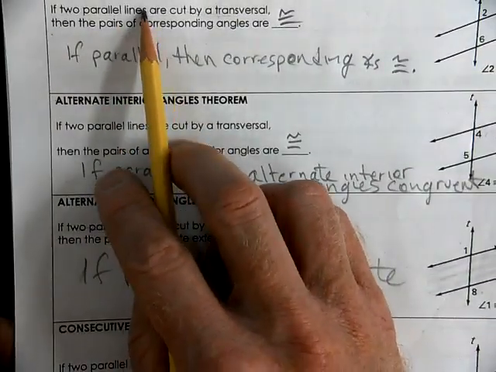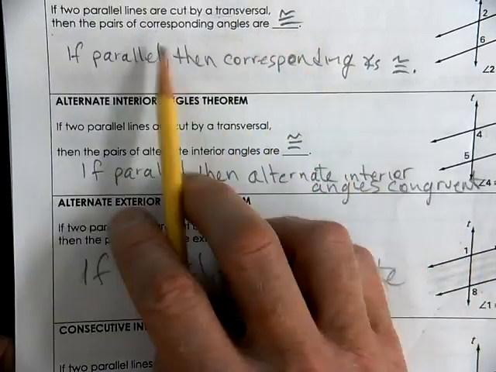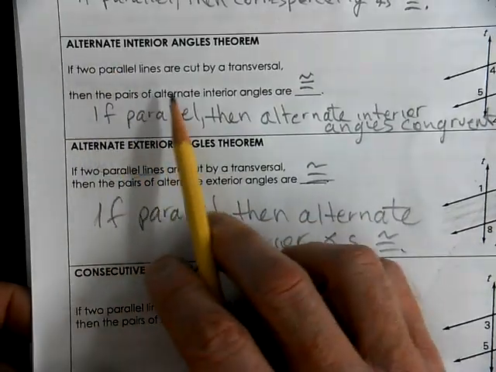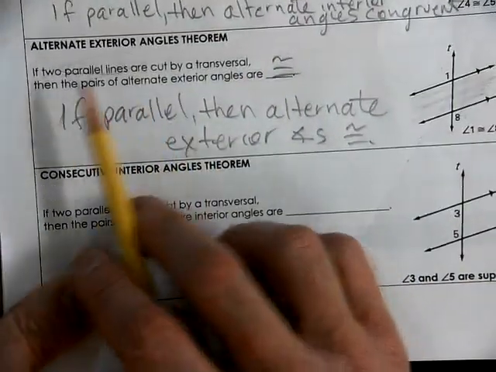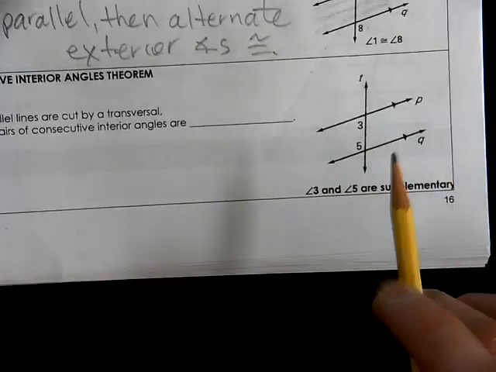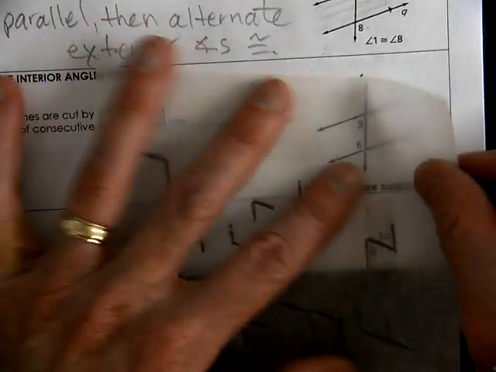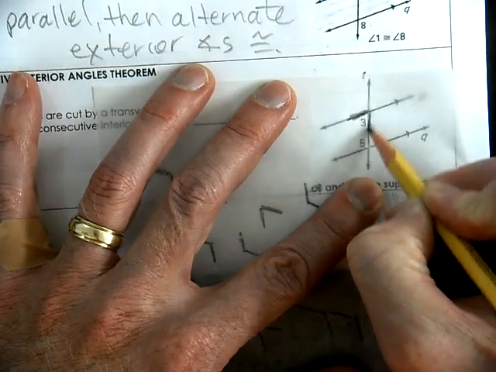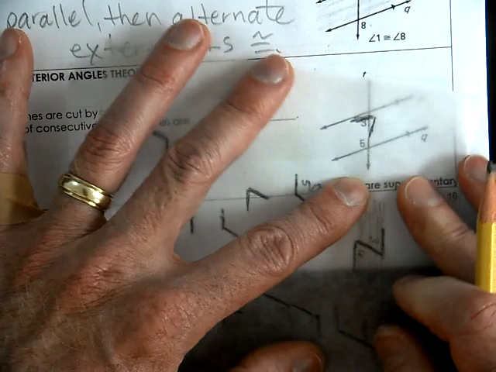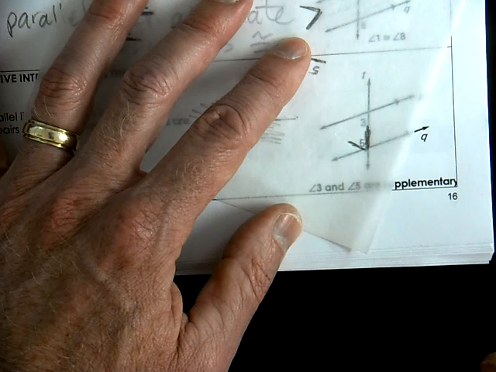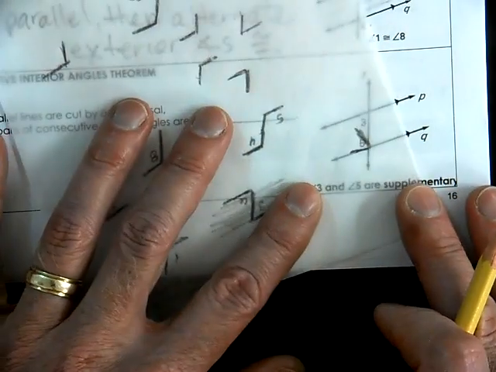Now this is a little tricky. We know that if the lines are parallel, then corresponding angles are congruent. Lines parallel, then alternate interior angles are congruent. If the lines parallel, then alternate exterior angles are congruent. But what do we notice about here? If I trace out angle 3 and I compare that with angle 5, are they the same? Definitely not the same.